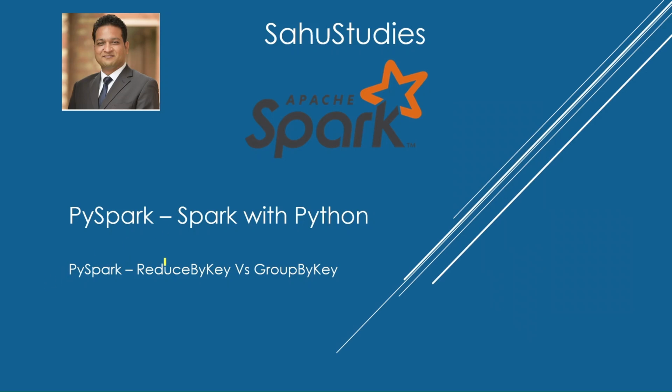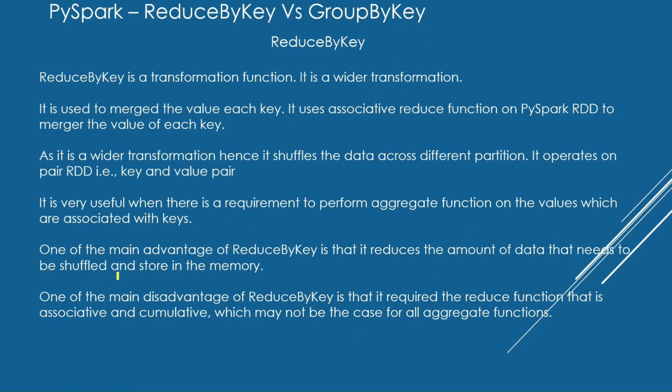In this video, I am going to discuss the difference between reduceByKey and groupByKey in PySpark. So let's discuss what PySpark is and what reduceByKey is. reduceByKey is a transformation function. It is a wider transformation function. Whenever we want to do any kind of transformation over an RDD, we can use the reduceByKey function. reduceByKey is a wider transformation function.